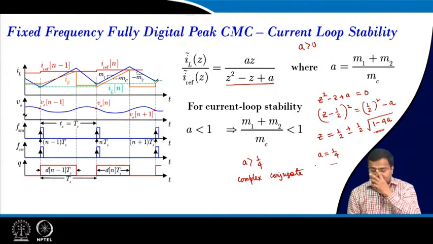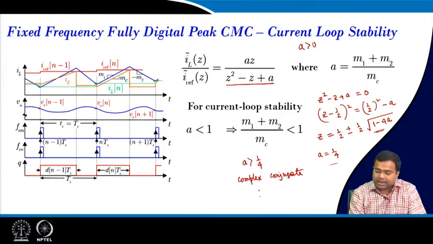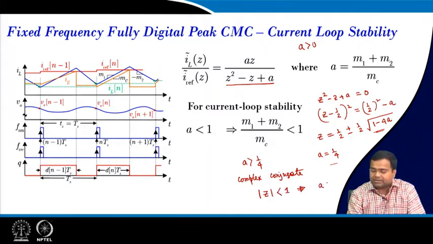And if a becomes 1, then what will happen? That means a equal to 1, 1 minus 4. So you can prove that the magnitude of z being inside the unit circle implies that a must be less than 1. So that can be proved. I am not deriving it.